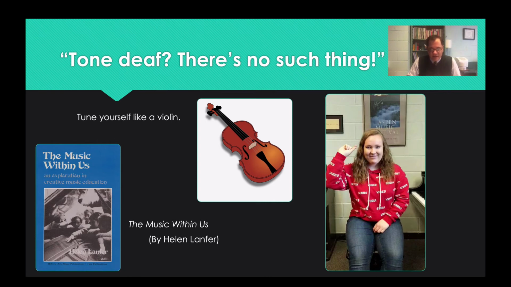is in this book, and Lanford uses it as a visual, spatial, and bodily kinesthetic exercise when students weren't quite able to sing on pitch. Personally, I use this quite a bit for students who are not able to match pitch. Lanford had students visualize themselves as a violin and had them tune up their instrument, their body, to the correct pitch. Here's what this looks like.